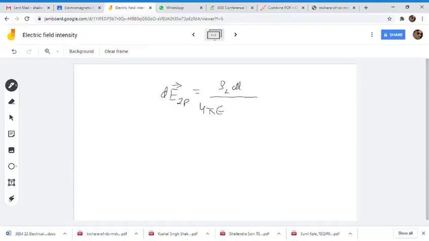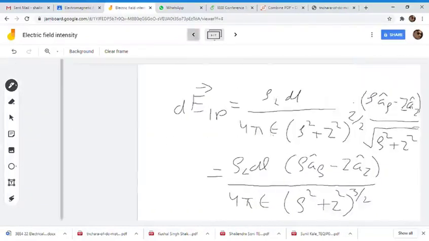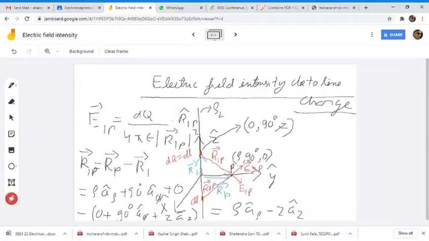By epsilon. Now the distance will also remain the same because it is equidistant from the origin, so we will take it as the square root of rho square plus z square to the power 3 by 2. Now your unit vector will change. Now it is R2P, and if we see here, just observe this thing.